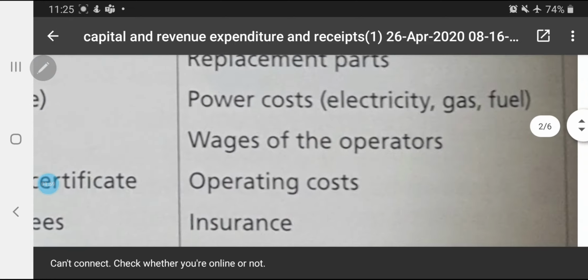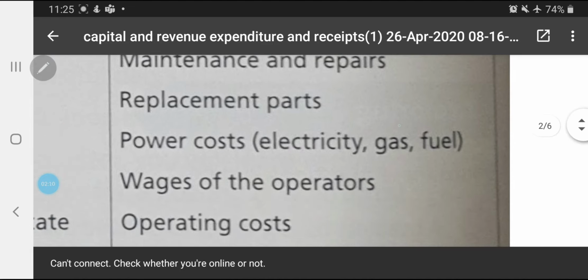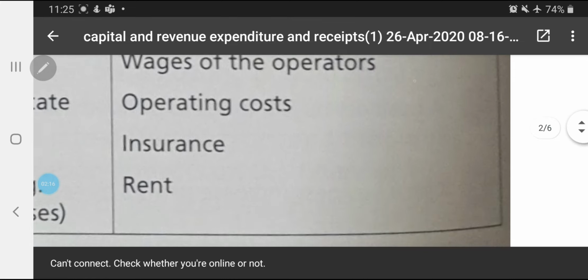Now, let's look at a few examples of revenue expenditure. Maintenance and repairs, replacement parts, power costs such as electricity, gas and fuel, wages of the operators, operating costs, insurance and rent.